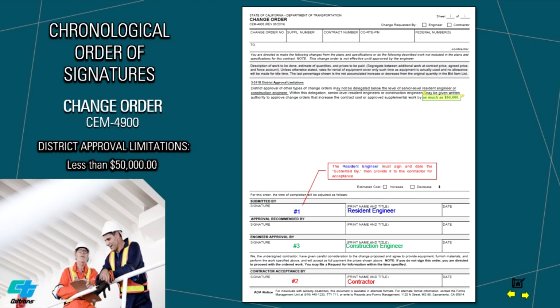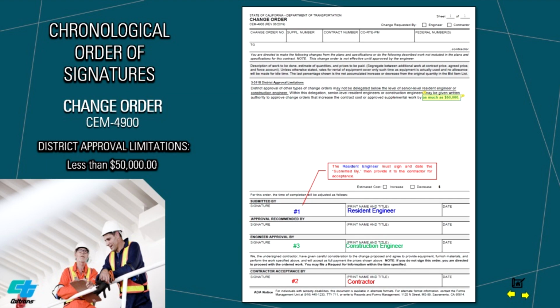Change orders less than $50,000. As stated in Section 5311B, District Approval Limitations, of the Construction Manual, change order approval may not be delegated below the level of the senior RE or construction engineer for change orders more than $50,000. Therefore, a construction engineer can approve a change order below $50,000.